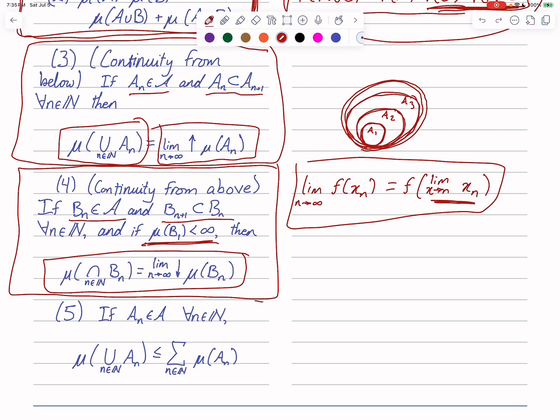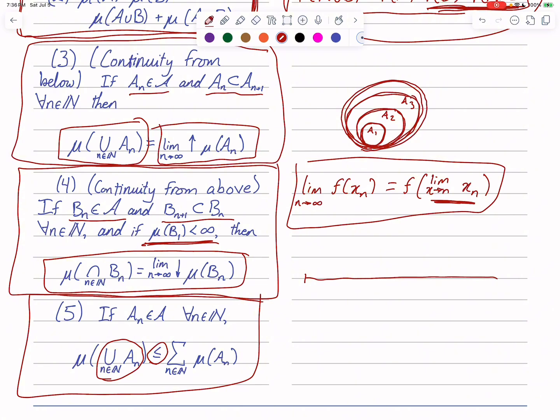Okay, and then finally, we have this property, which says almost exactly what sigma additivity says, except that we will not assume that the sets are disjoint, so I'm writing a regular union symbol here, and because of that, we cannot say an equal sign here, but instead we can say a less than or equal to. Now, I do want to argue that this result makes some decent intuitive sense.